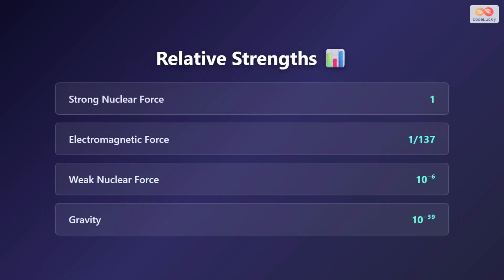To truly appreciate these forces, let's compare their relative strengths. If we set the strong nuclear force as 1, the electromagnetic force is approximately 1/137. The weak nuclear force is about 10^-6, and gravity is astonishingly weak at 10^-39. Despite being the weakest, gravity dominates at large scales because it only attracts and has infinite range, while other forces can cancel out.